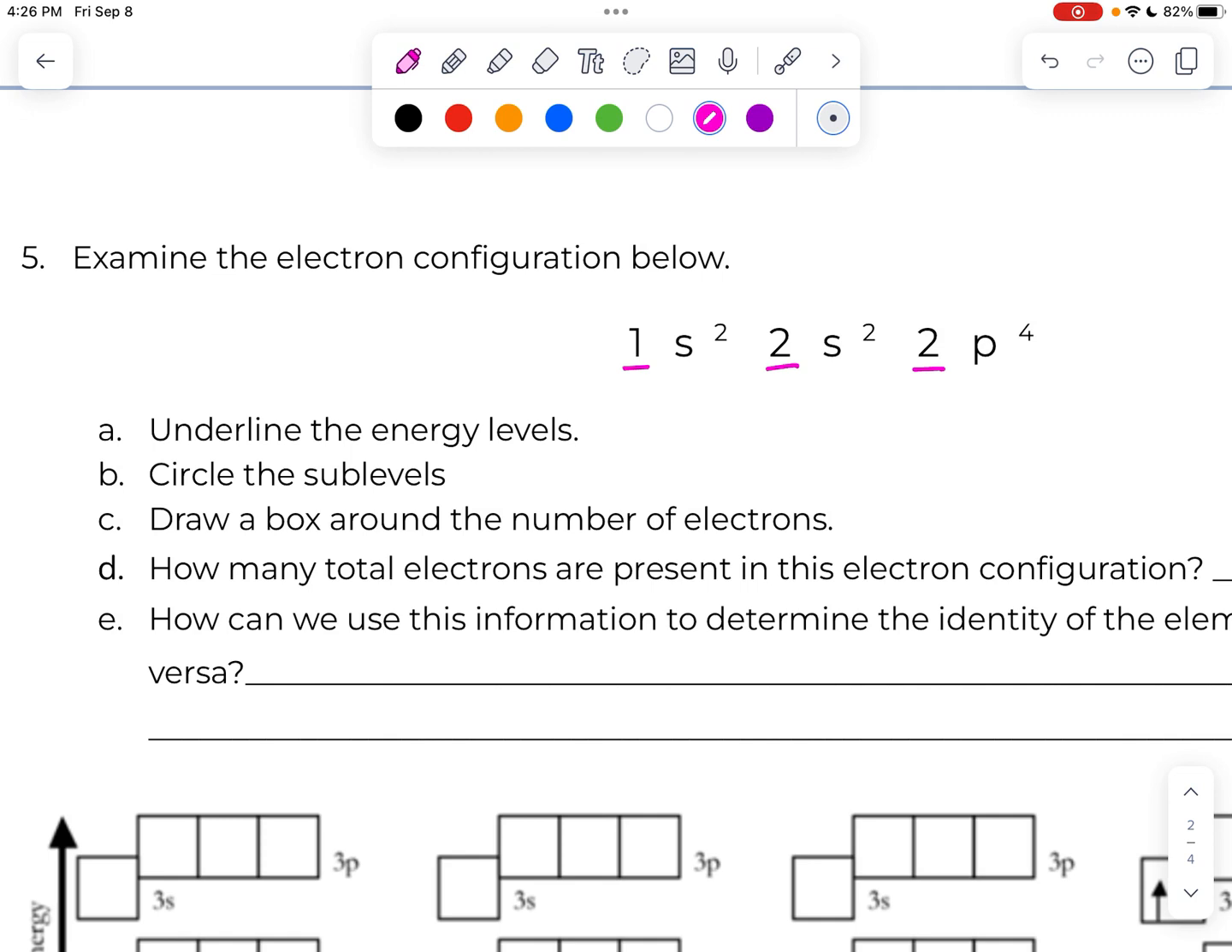Sublevels. Sublevels are those orbitals that have equivalent energy, right? So if I'm taking a look here, I have an S, a sublevel. An S is an orbital, so I'm going to circle that one. I see another S here, that must be another orbital, so I'm going to circle that. And then P is another orbital, so I'm going to circle that. Lastly, I'm looking for the number of electrons. So the last thing that's represented in here is these numbers right here that are written as superscripts. These represent my number of electrons.